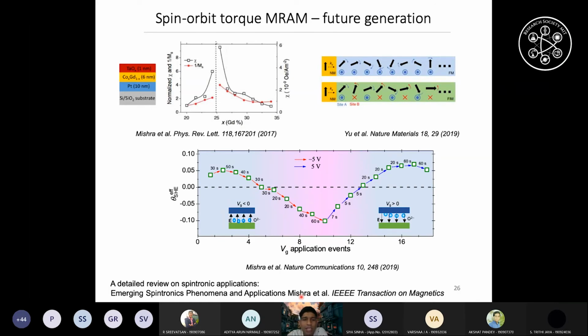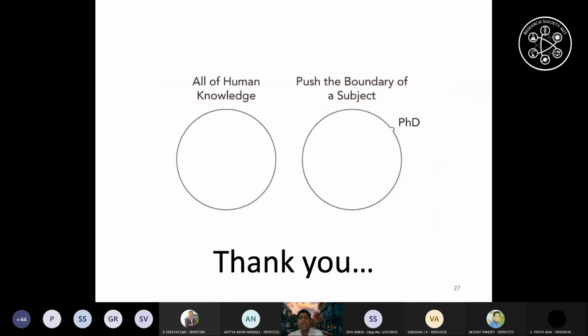So all these details are there in this paper, and on the internet also. If you read, there are videos and all you can watch. So this is almost like the end of my talk.